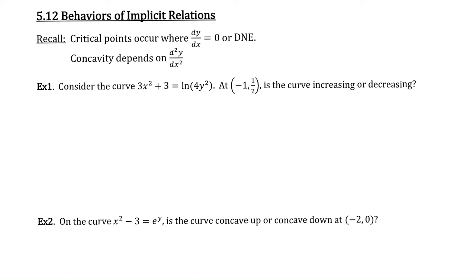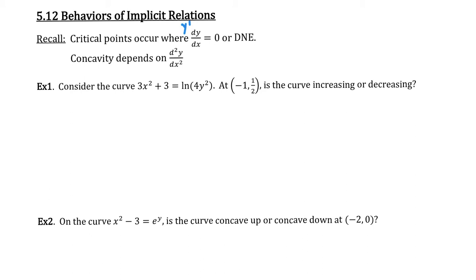Okay, in the last section of chapter 5.12, we're going to look at the behaviors of implicit relations. We're just going to apply all the things we learned about critical points, increasing and decreasing intervals, and concavity, but in the context of an implicit relation. Just like before, critical points occur when dy/dx equals 0 or when it doesn't exist. You can use the notation y prime if there's only two variables in the equation, because it's clear that it's going to be a y and an x situation.